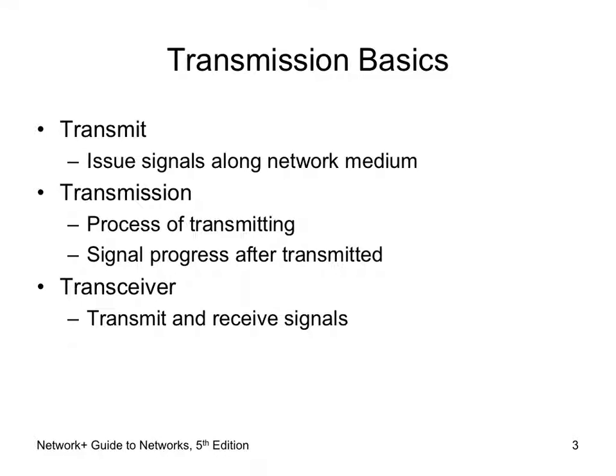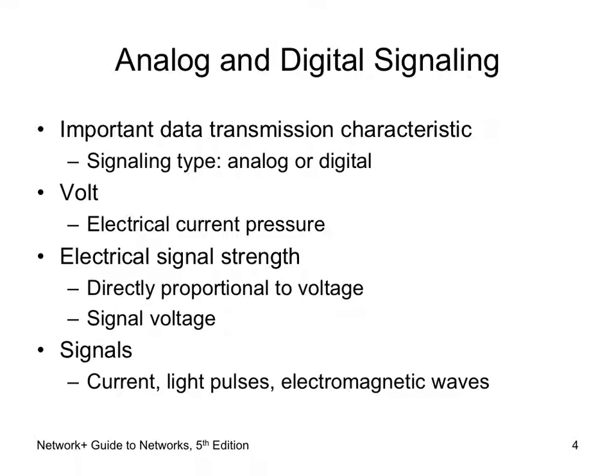The networking basics use this transmission signaling. And the transmission itself is a process of transmitting signals, and the transceiver receives that signal after they've been transmitted. So you have the transmission, the transmission media, and the transceiver all in play. Important data transmission characteristics when it comes to signaling: there are two different types, analog and digital, that we'll talk about here.